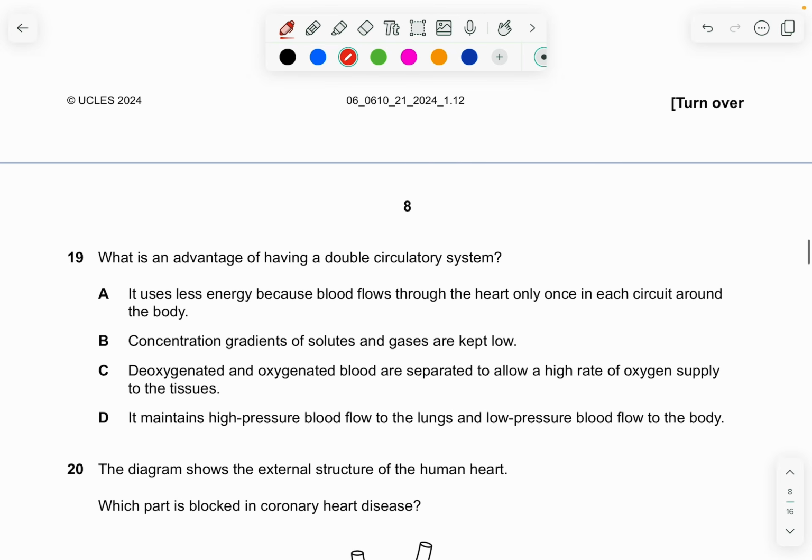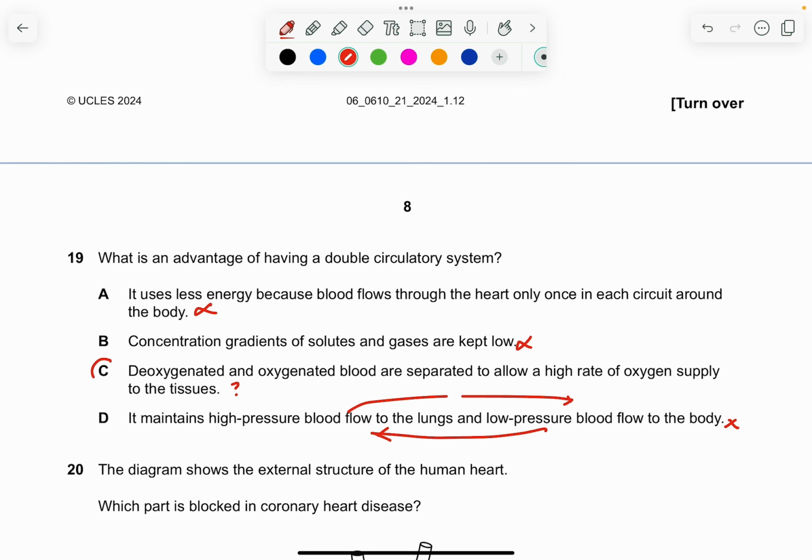Okay, so question 9. What is an advantage of having a double circulatory system? Let's see each of the options. It uses less energy because blood flows through the heart only once in each circuit around the body. This is wrong. Concentration gradient of solutes and gases are kept low. This is also wrong. Deoxygenated blood and oxygenated blood are separated to allow a high rate of oxygen supply to the tissue. This could be correct. It maintains high pressure blood flow to the lung and low pressure blood flow to the body. This is wrong. This should be the other way around.